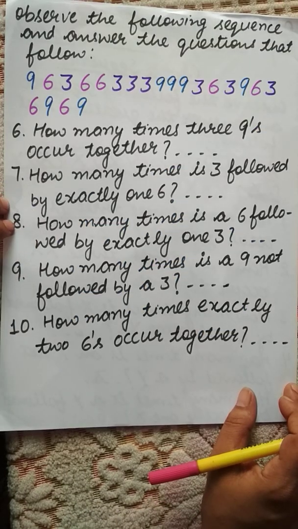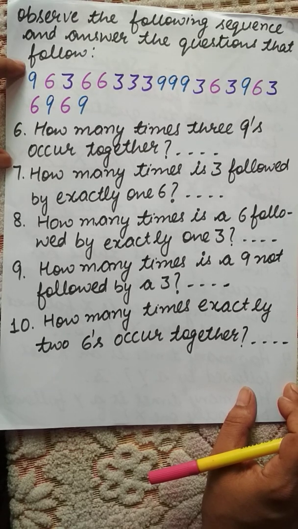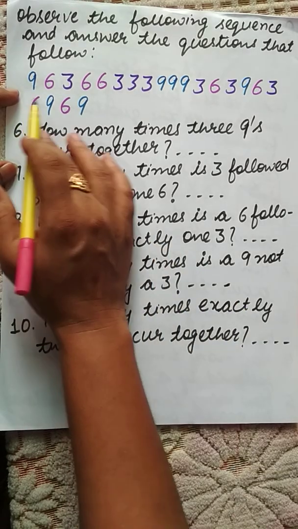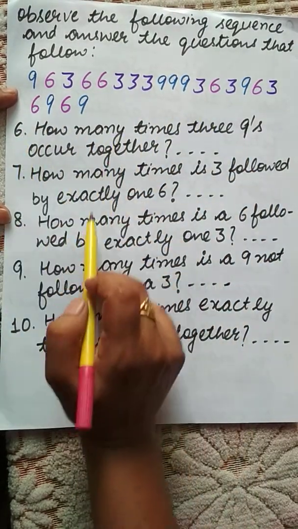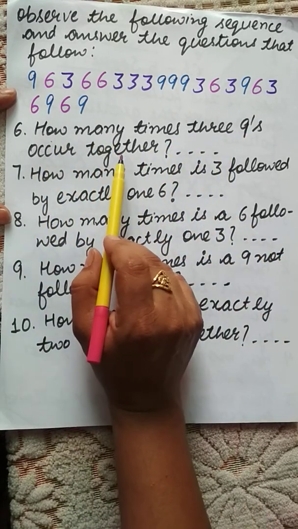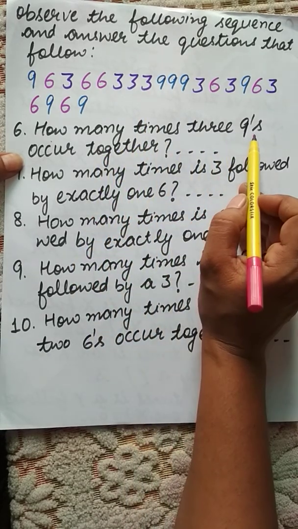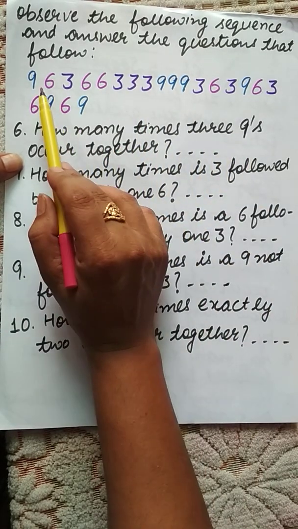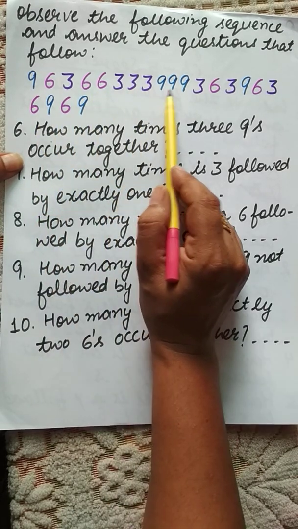Next one is again the same. Observe the following sequence and answer the questions that follow. Here again one sequence is given, and the questions are also given. How many times do 3 9s occur together? From the given sequence, I have to find how many times 3 9s occur together. You can see the sequence 9 6 3 6 6 triple 3 triple 9.